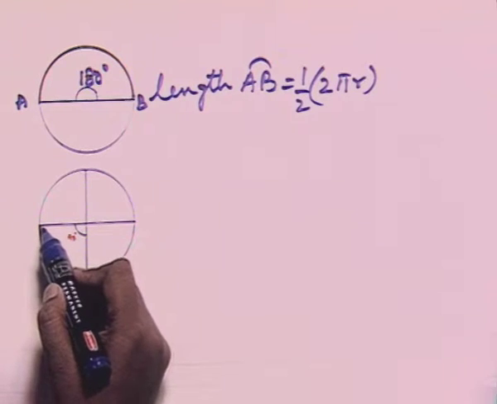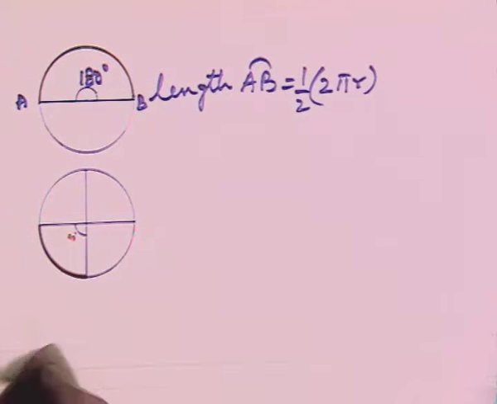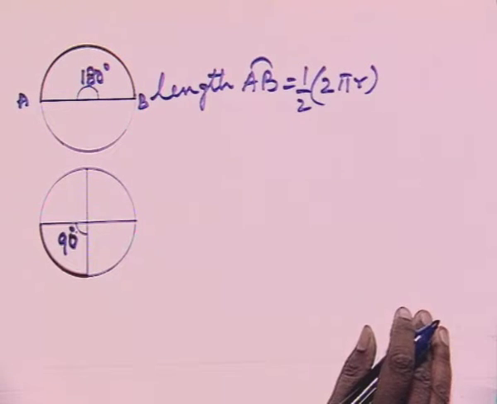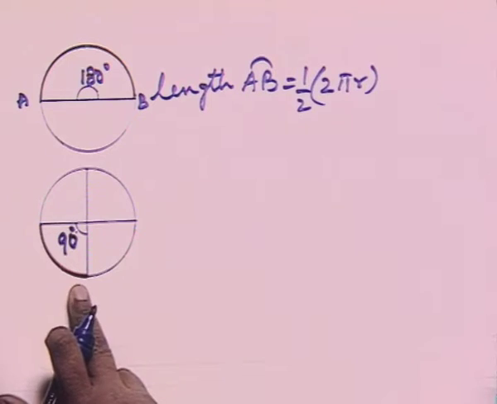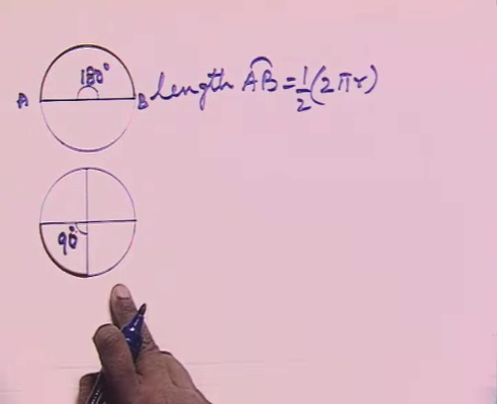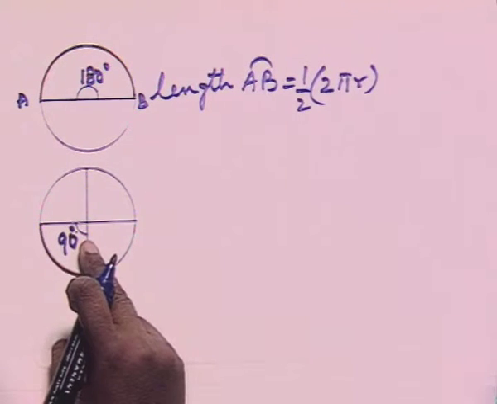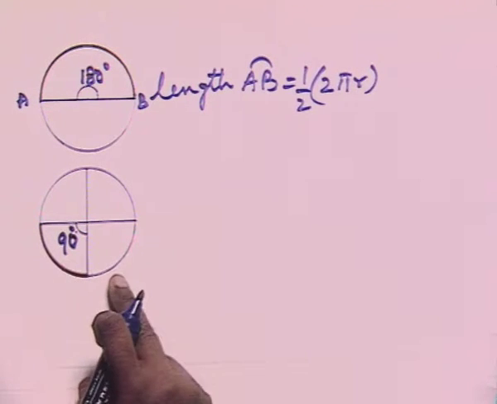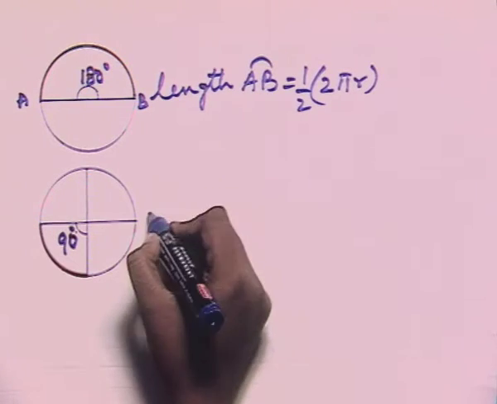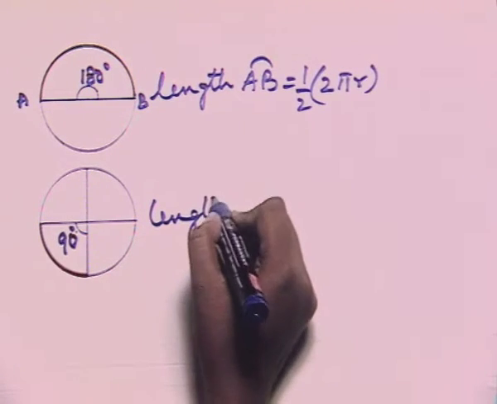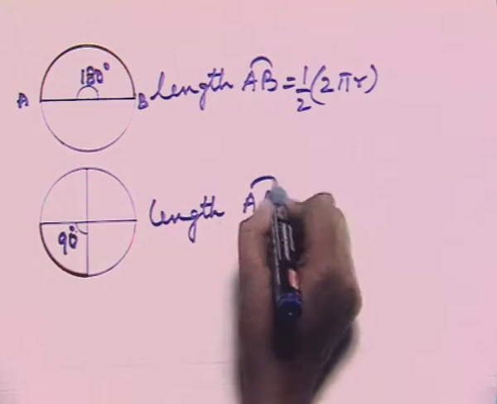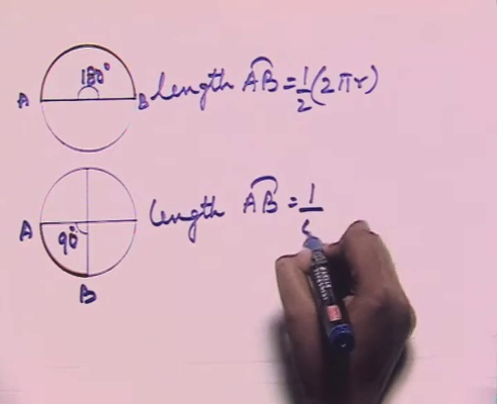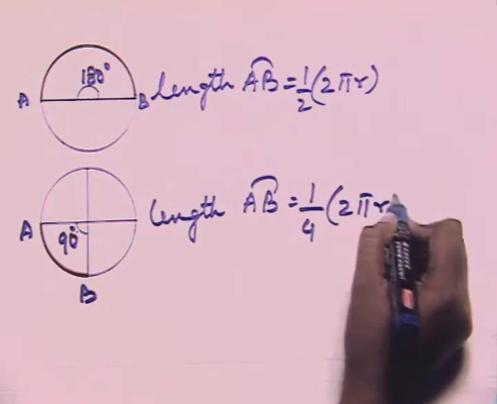So, what will be the length of this arc, which is making an angle of 90 degree at the center? Again, since this is a quarter of a whole circle making an angle of 90 degree at the center, the length of this arc will be 1/4 of the circumference of this circle. So, the length of the arc AB, if I mark this arc as AB here, is equal to 1/4 2 pi r.